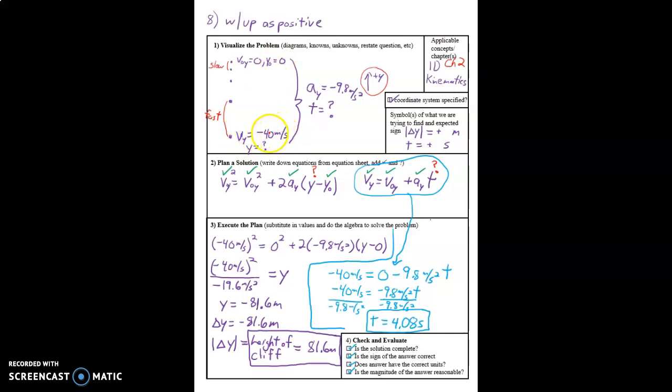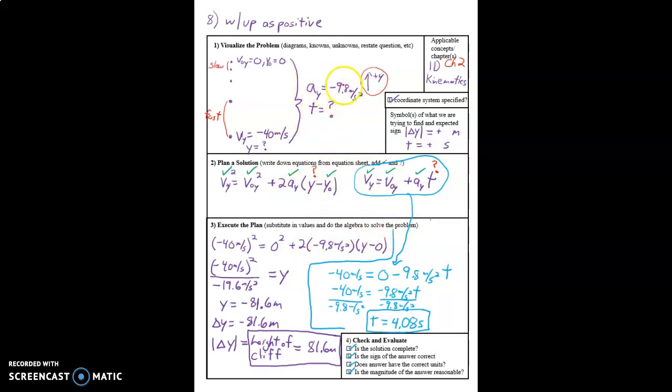It doesn't say in the problem, hey, it's going negative 40 meters per second. But what it does say is it's traveling 40 meters per second just before it hits the ground. We chose up as positive, so we need to make sure we make this a negative number. Otherwise, we're going to end up with some weird answers down here.